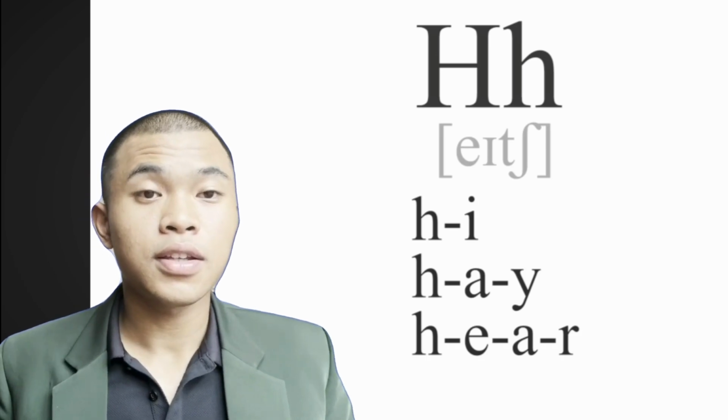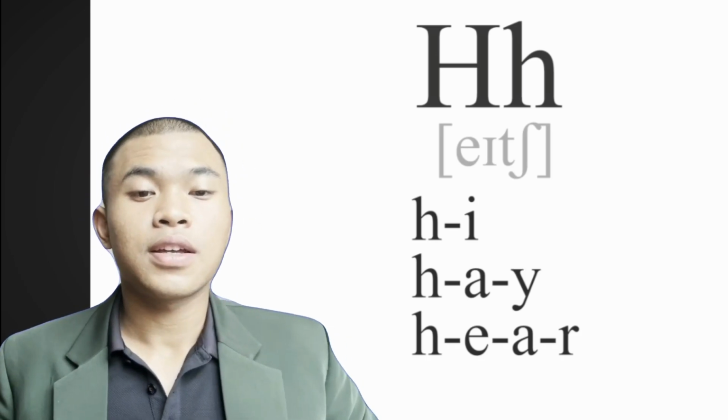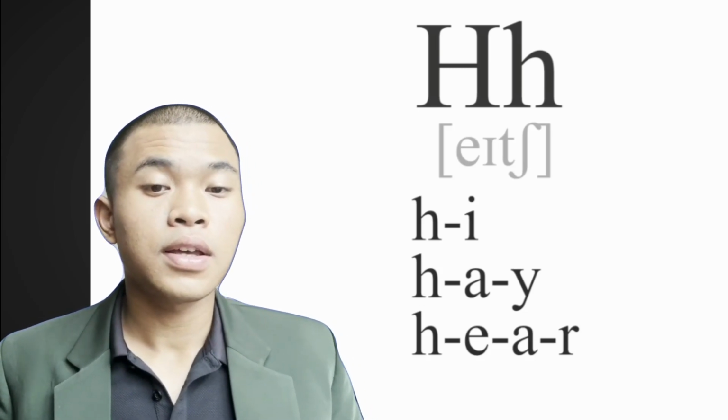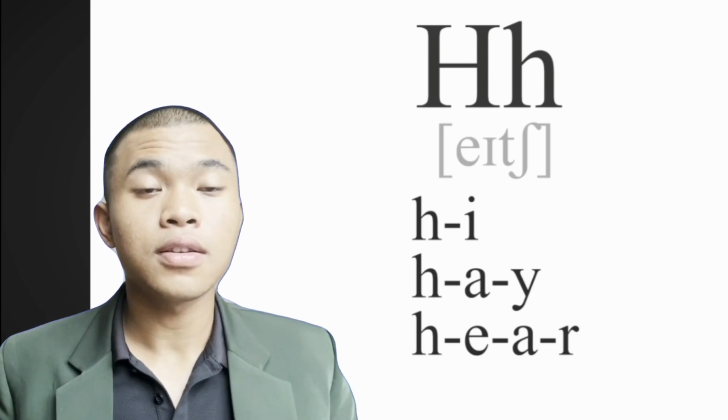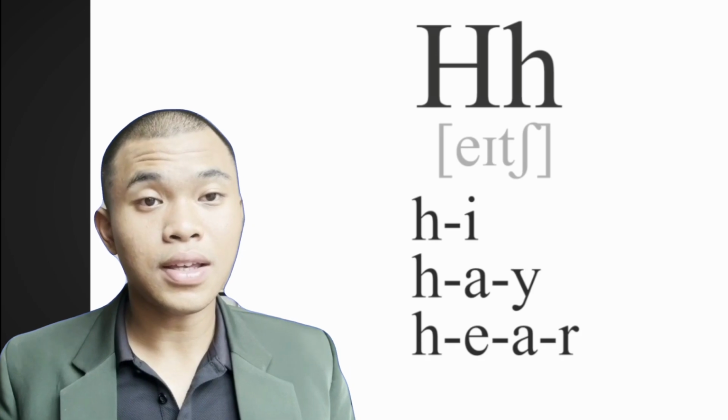Big one, it sounds like H. The small one, it sounds like H. The IPA pronunciation is H. Example of word: hi, H, I. Hey, H, A, Y. Here, H, E, A, R.